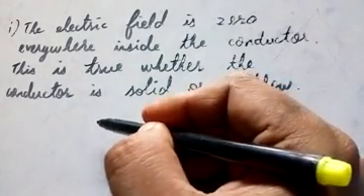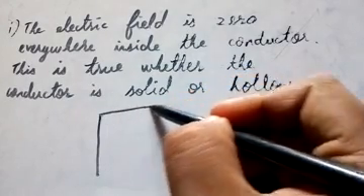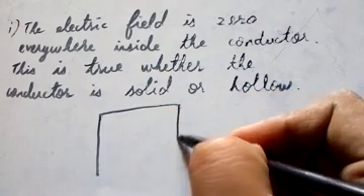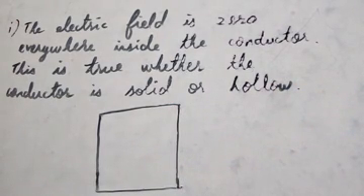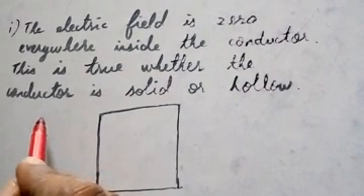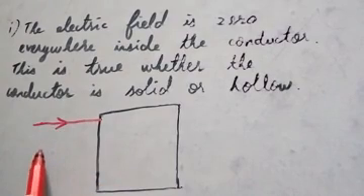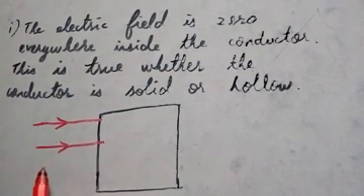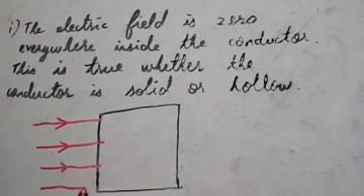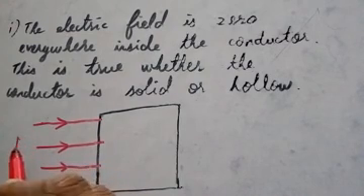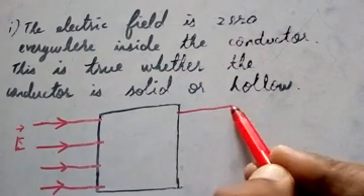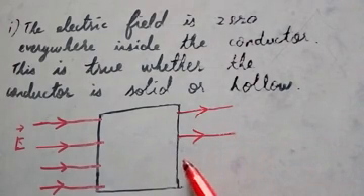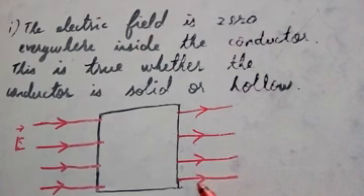Now let me take a conductor here which is in the shape of a square. Let's imagine this to be a conductor or a metal. Then the electric field comes from left side to right. So these are the electric field lines: first, second, third, and the fourth one. So this is the electric field E. Now the electric field will go inside the conductor and will come out also. So 4 field lines go in from the left side, 4 field lines will come out from the right side.